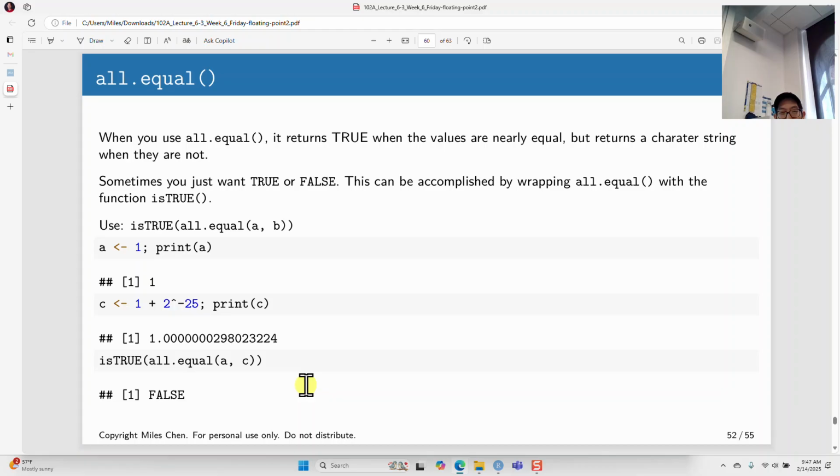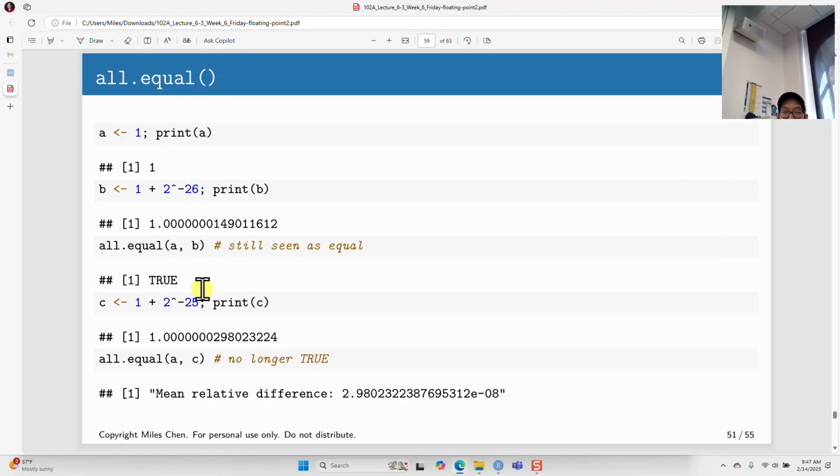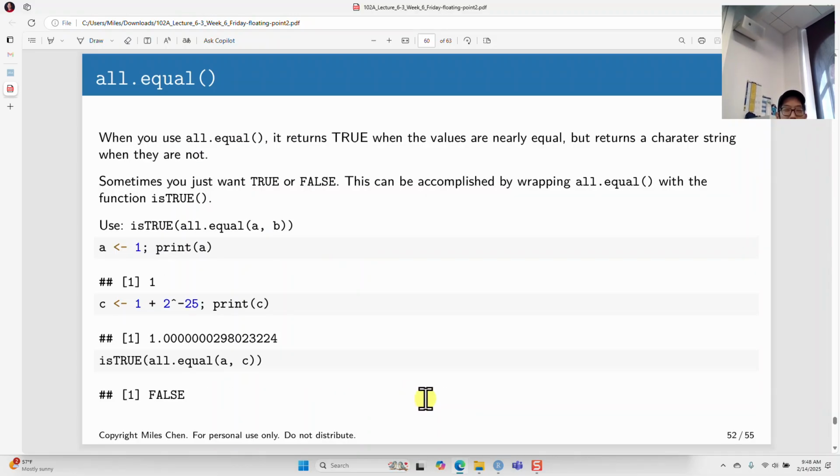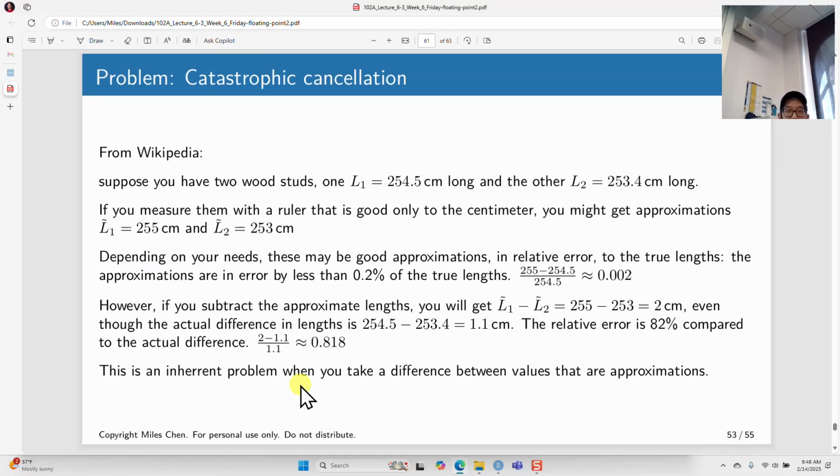They're nearly equal, okay? Now, one weird thing about all.equal is that if they're equal, it will come back as true. But if they're not equal, you get back this text that says mean relative difference is this. So that's annoying. So you can wrap that in isTRUE, and isTRUE will either come back as true or false. Okay.